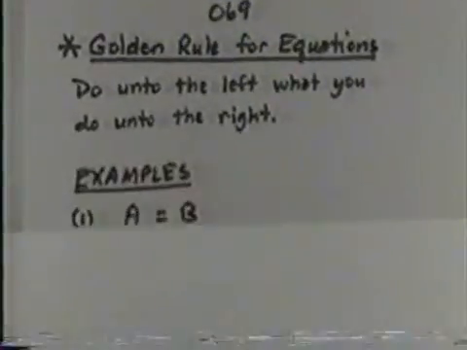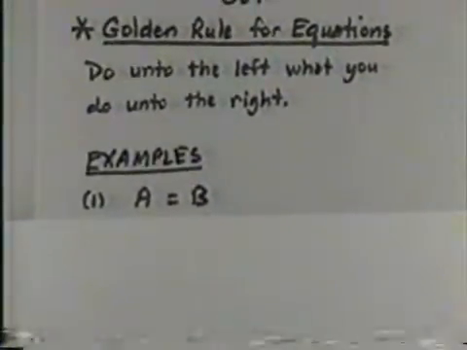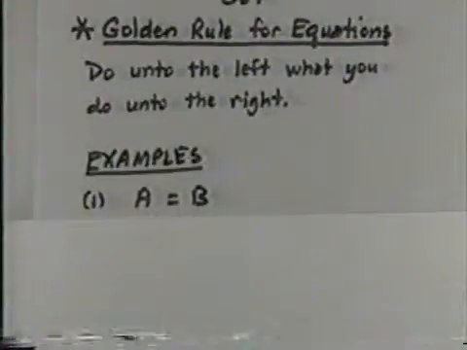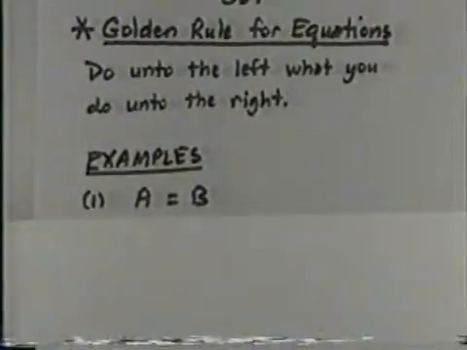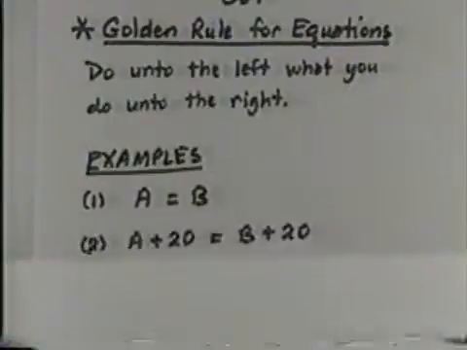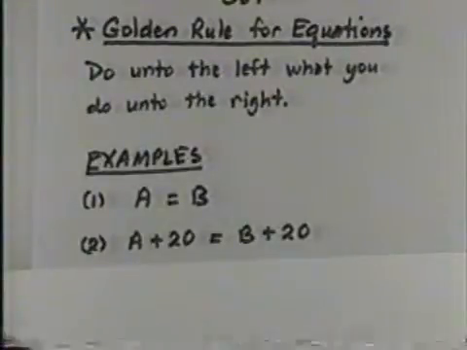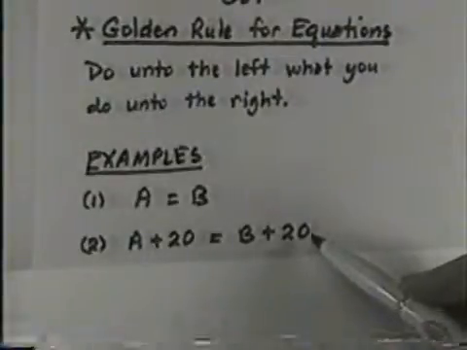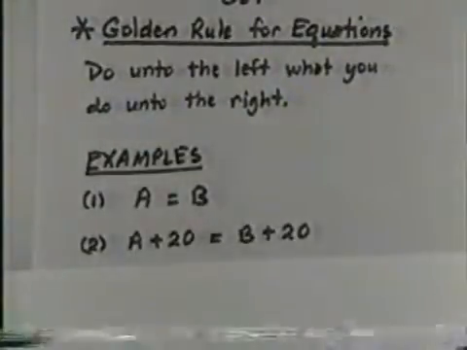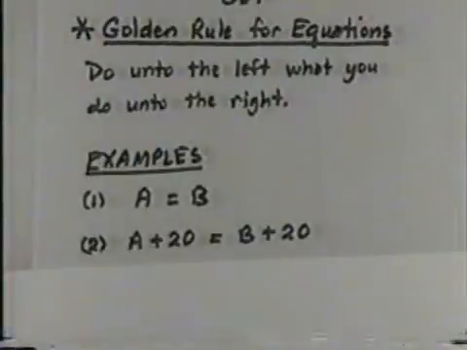Let's take a look at an equation. If we begin with A equals B, what can we do to both sides of this equation? Well, we must do the same thing to both sides. For example, we can add 20 to both sides. That gives us A plus 20 equals B plus 20. The solution to this equation 2 is exactly the same as the solution to equation 1. Adding 20 to both sides does not change the solution.